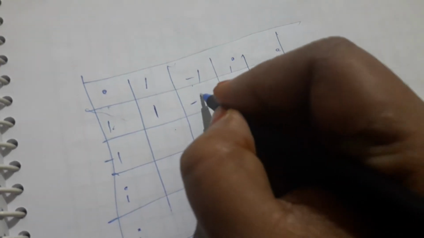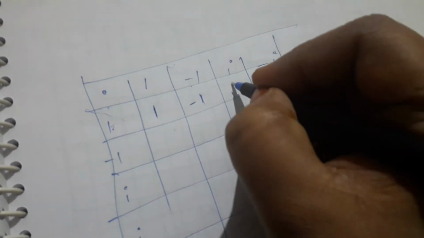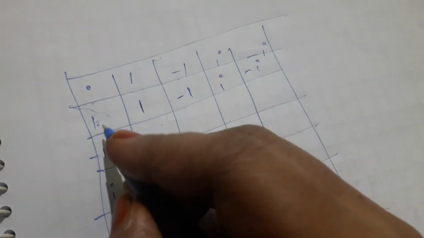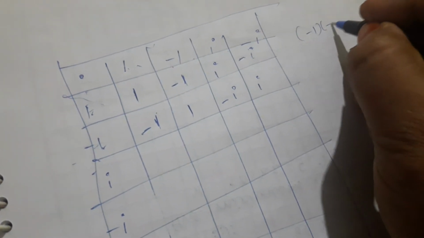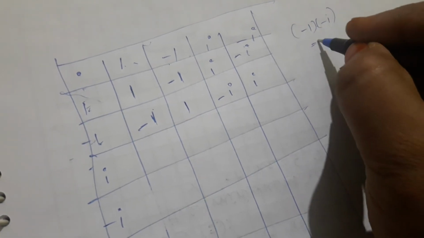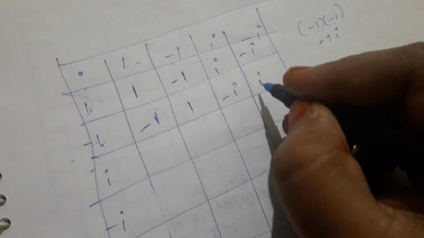1 dot 1 is equal to 1. 1 dot minus 1 is equal to minus 1. 1 dot i is equal to i. 1 dot minus i is equal to minus i. Next, coming to minus 1. Minus 1 into 1 is minus 1. Minus 1 into minus 1 is plus 1. Minus 1 into i is minus i. Minus 1 into minus i is minus into minus plus, 1 into i, that means i.